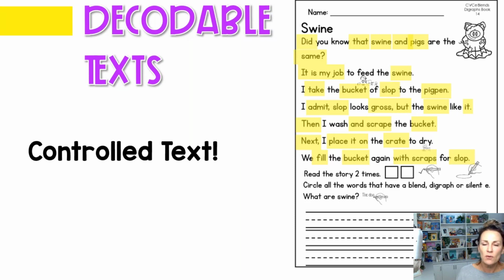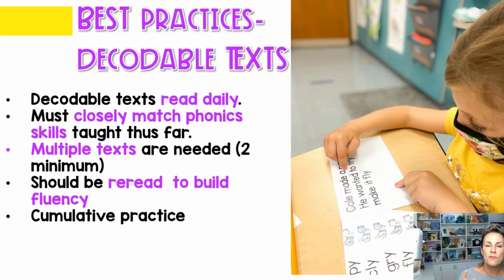But we don't want to hide guessing. We want to make sure that we're having them decode. So we don't ask them to guess. We're going to ask them to use the alphabetic principle, the skills that they've learned so far, in order to decode that. So for best practices, decodable text should be read daily.